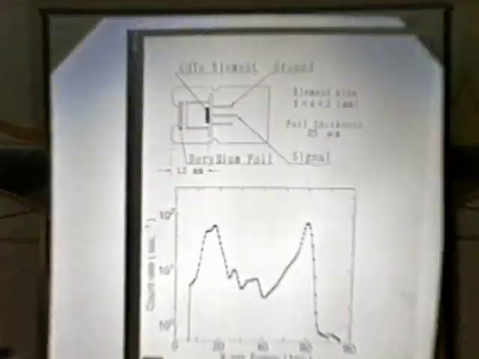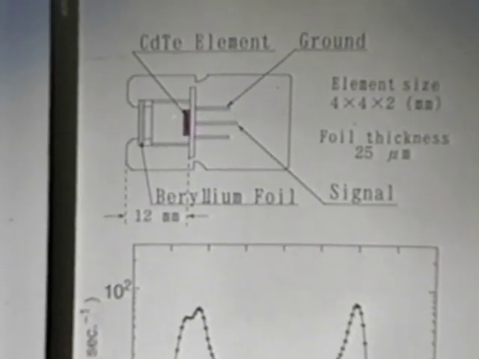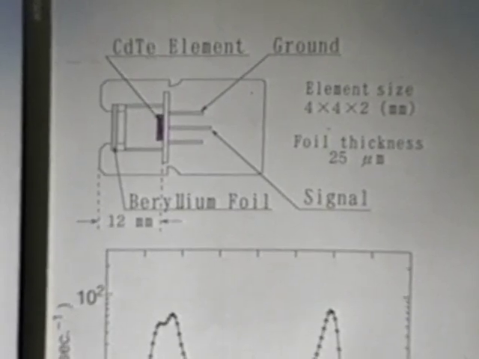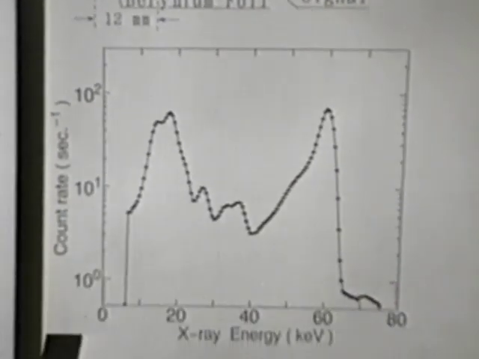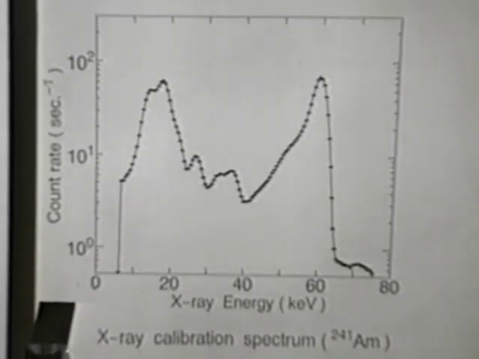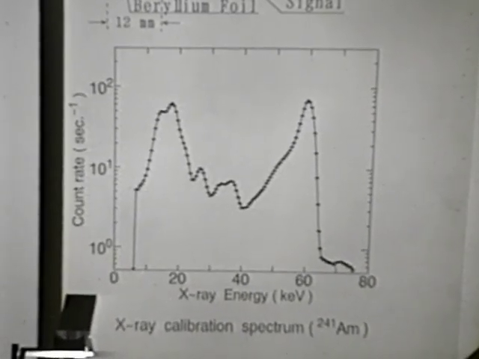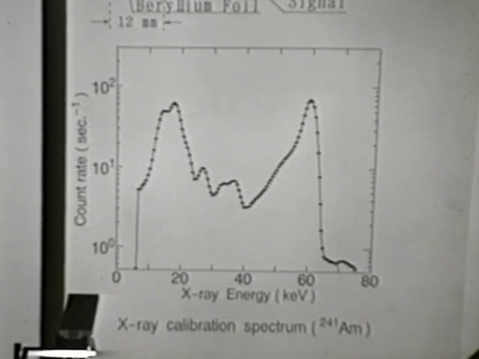And this is a calibration of a cadmium telluride detector, a small one. By using an americium-241 calibration source, we can measure X-rays with energy larger than 6 keV up to 100 keV or so.